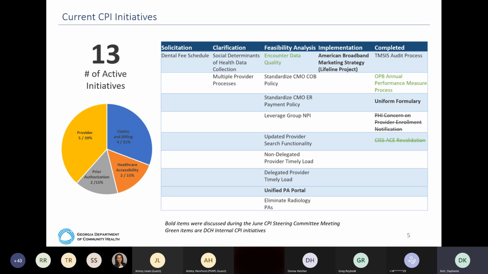Once we get to a place where we truly feel that we're penetrating the Medicaid membership and seeing increases in those numbers, we'll shift focus in the healthcare accessibility work group and start looking back at our social determinants of health. So that is the overview of where we are with our CPI initiatives.